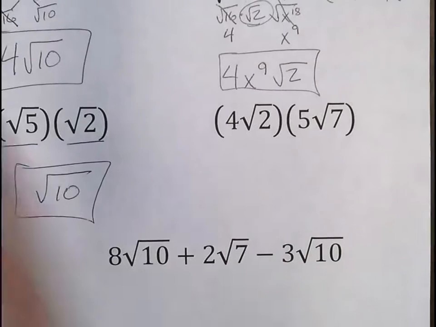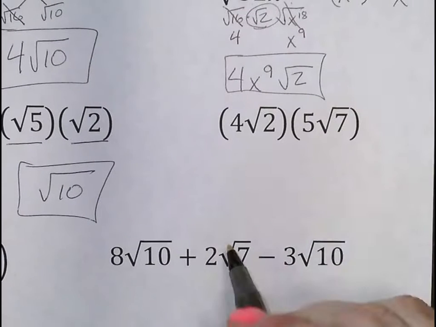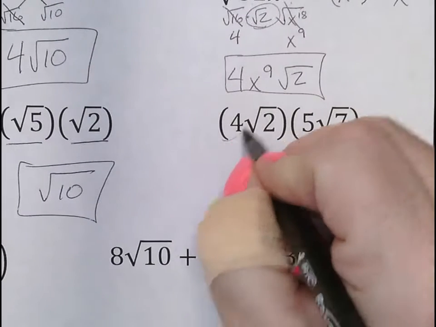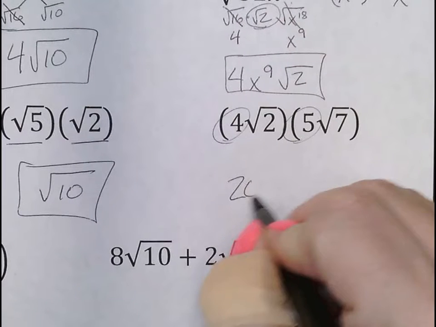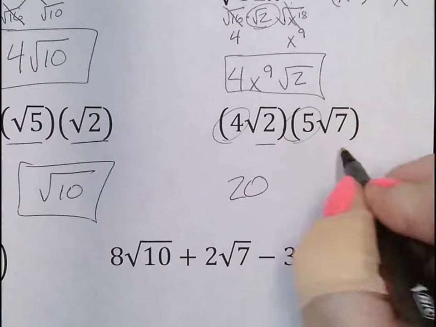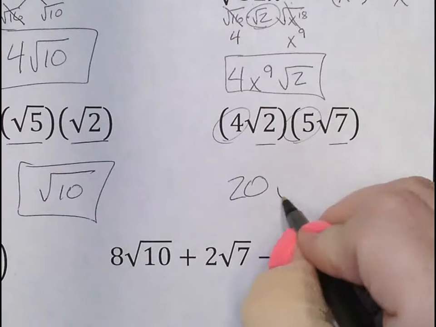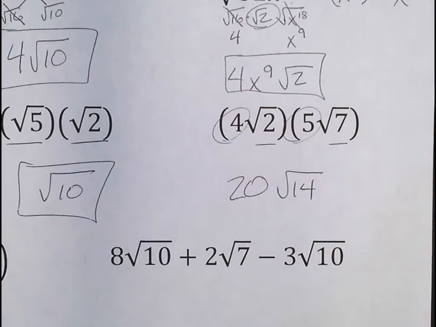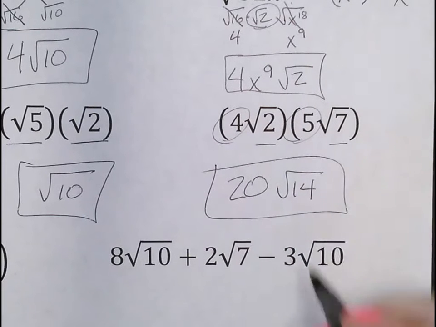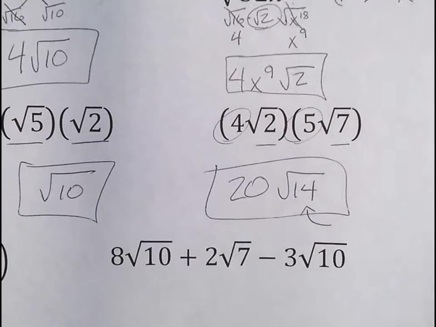Okay, sometimes you have both numbers and power and radicals. You're going to multiply the numbers. 4 times 5 is 20. You're going to multiply what's under the radical. 2 times 7 is 14. And that's it. You always do want to check and see if there is now maybe a square under the radical. There is not, so we leave it as it is.